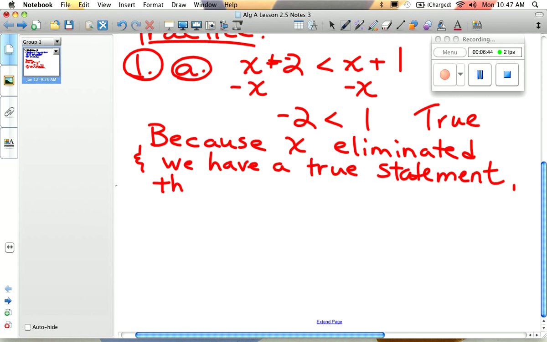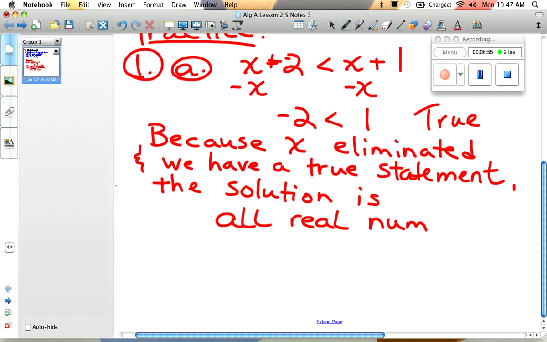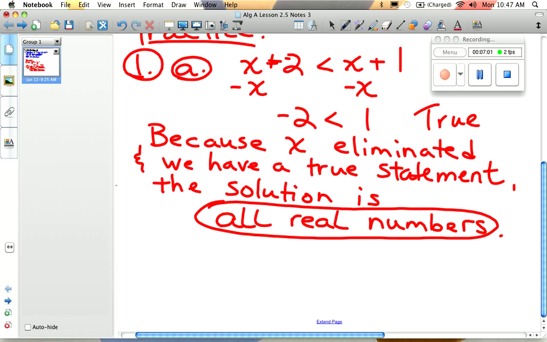The solution is all real numbers. The whole number line. It would not matter what number you picked from that number line and put into the inequality statement, it would make it true. So because our variable eliminated in the process of solving it, it just disappeared on us. We ended up with something that is true. Negative 2 is less than 1. We can say our solution is all real numbers.